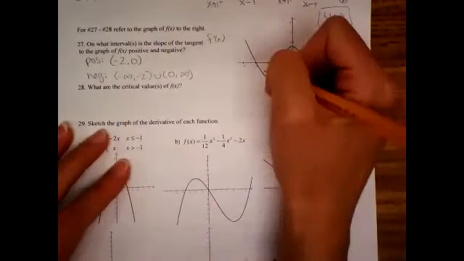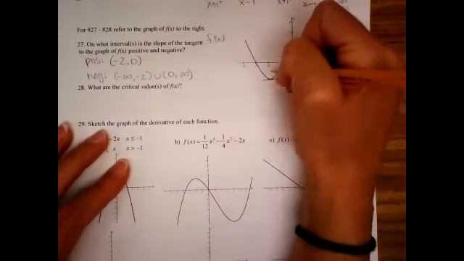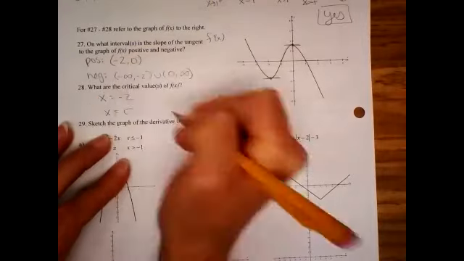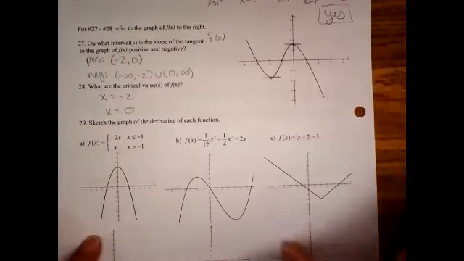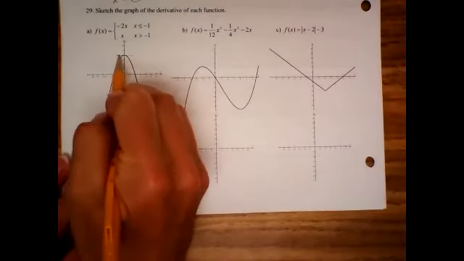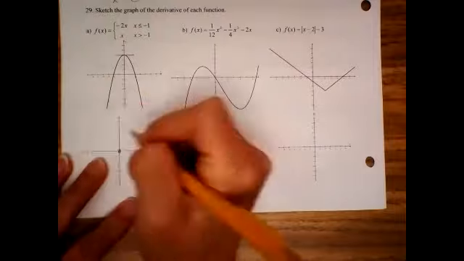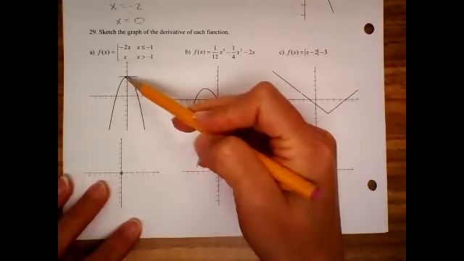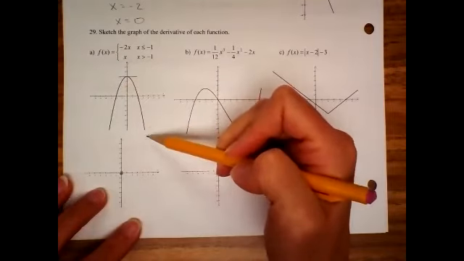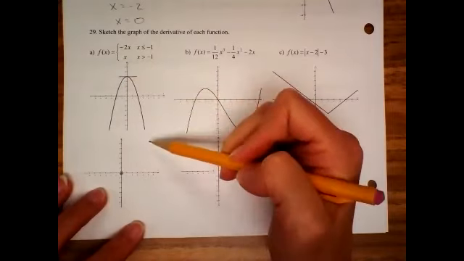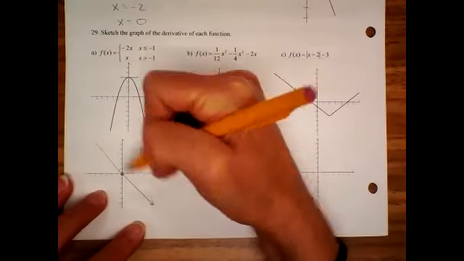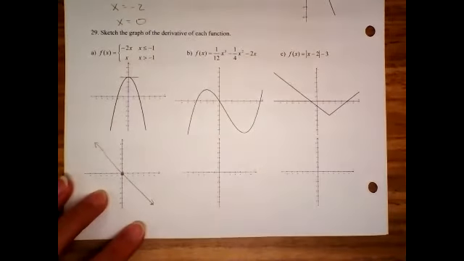And then what are the critical values? That's where you have these 0 slopes. So that's at -2 and 0. And then here we're going to sketch some derivatives. So the first thing you want to put on here are the critical values. This one has a critical value at 0. Our graph is increasing and then decreasing. So we want to be positive and then negative, which means above the x-axis and then below. So we want to be above the x-axis and then below and go through that point at 0.